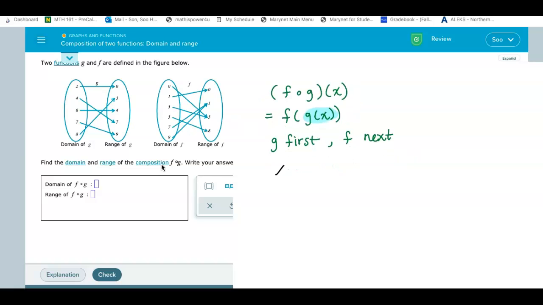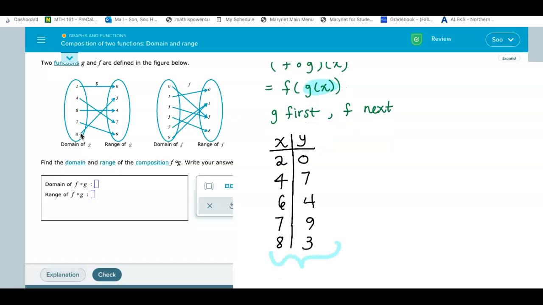So g first, I'll do x and y, so that I don't get confused. If I plug in 2 into g, I will get 0. If I plug in 4, I will get 7. If I plug in 6, I will get 4. If I plug in 7, I will get 9. I think I'm almost done. If I plug in 8, I will get 3. So this table is all g.